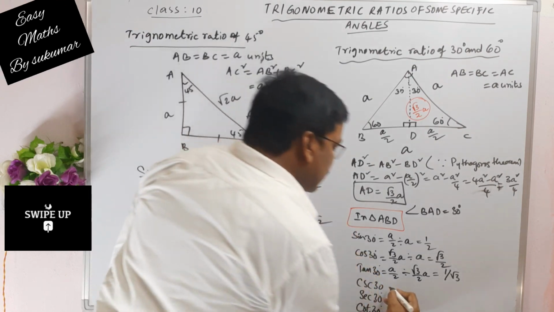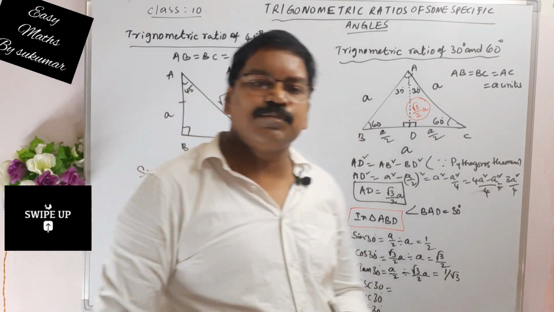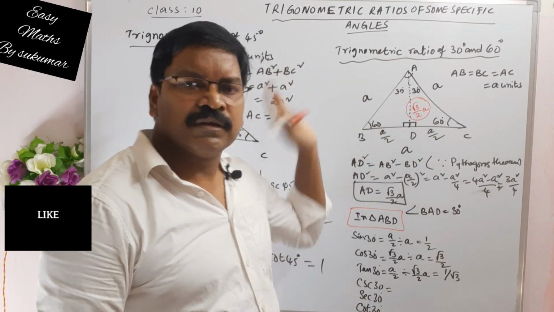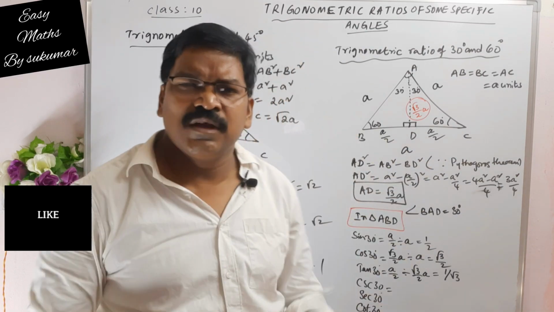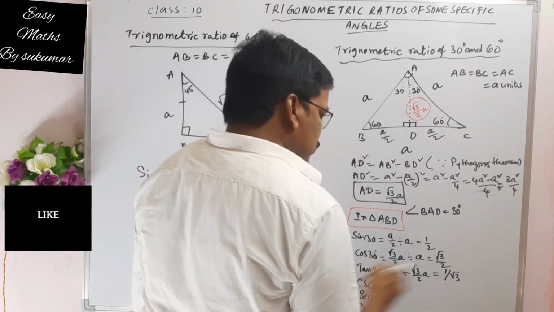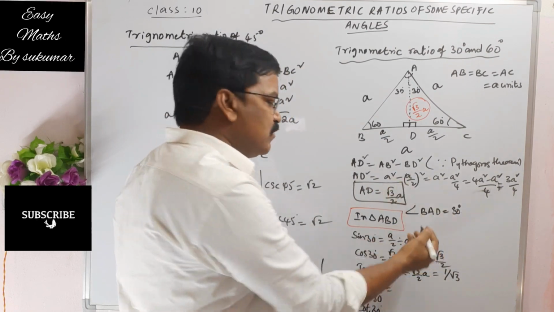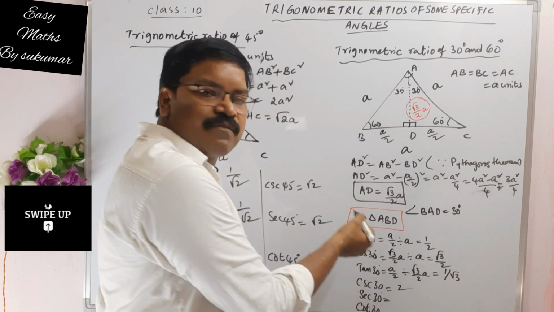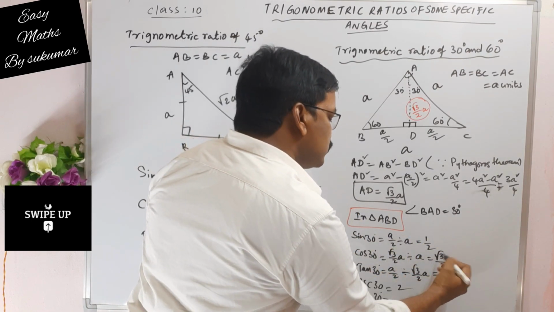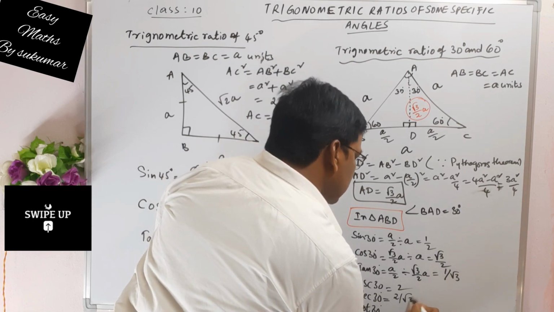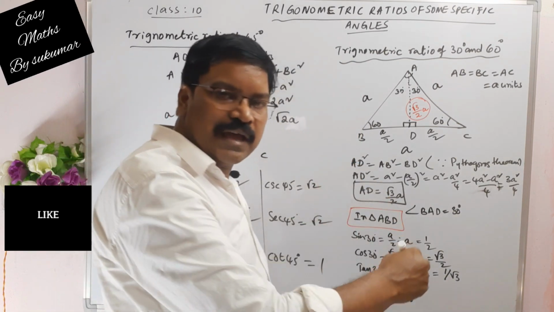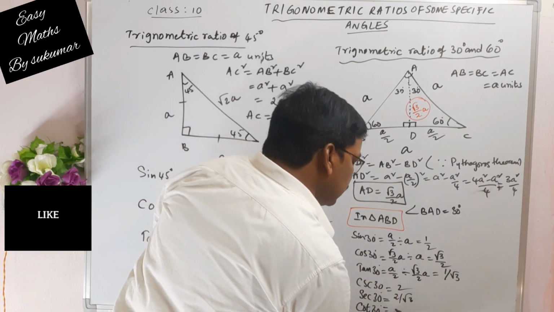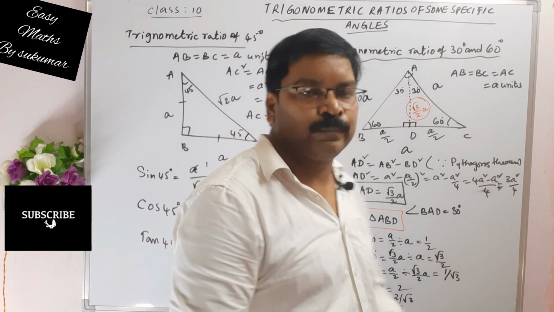Right, now coming to cosecant theta. Cosecant theta is the reciprocal of sine. Or you can write it from right angle triangle ABD also. But in a simple way, cosecant is the reciprocal of sine: 1 by 2, make it reverse, that is 2. Secant is the reciprocal of cos: root 3 by 2, just make it reverse, that is 2 by root 3. Now cot is the reciprocal of tan. Tan 30 is 1 by root 3, so cot 30 is root 3 by 1, which is nothing but root 3.